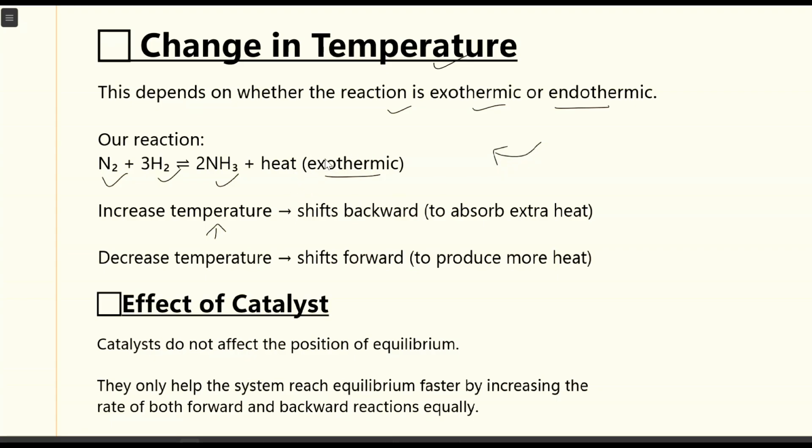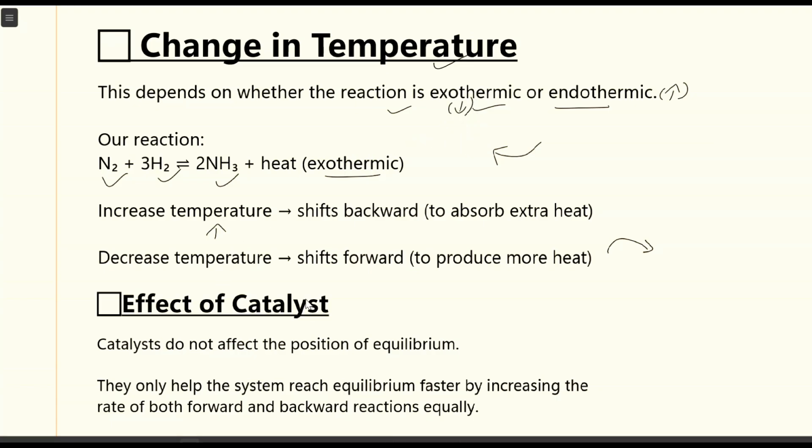If the reaction was endothermic, if the reaction needed heat, then an increase in temperature would favor the reaction, and only in that condition would the reaction move in the forward direction. So in case of an endothermic reaction, increasing temperature is favorable. Similarly, in case of an exothermic reaction, decreasing temperature is favorable.